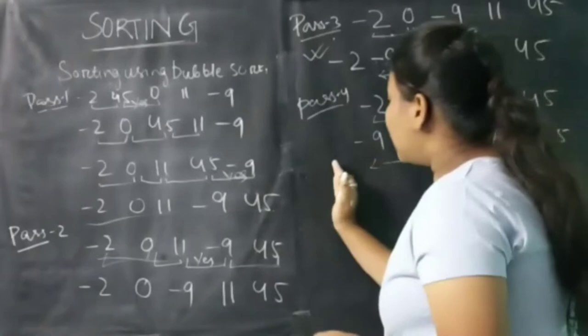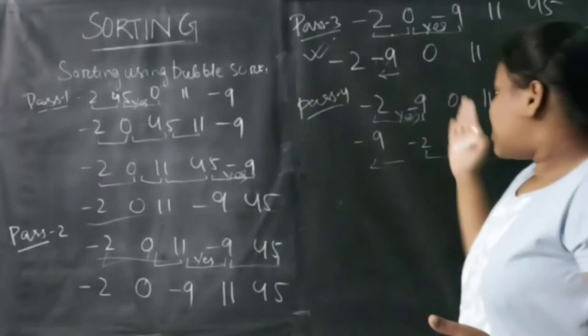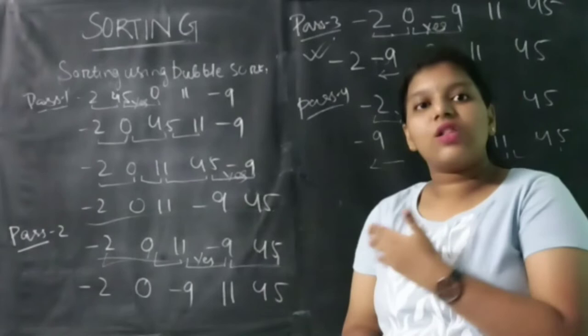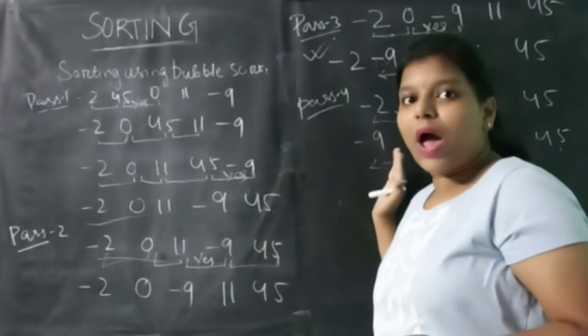Okay, so after seeing this example, let me explain the logic. The logic behind bubble sort is compare and swap. If the ith element is greater than the jth element, it will swap until it reaches the last value. Otherwise, no swap is there.